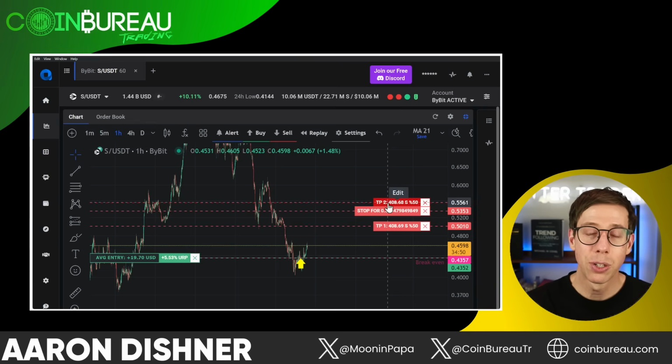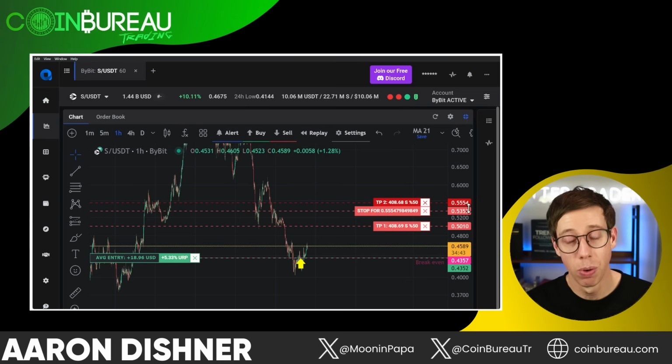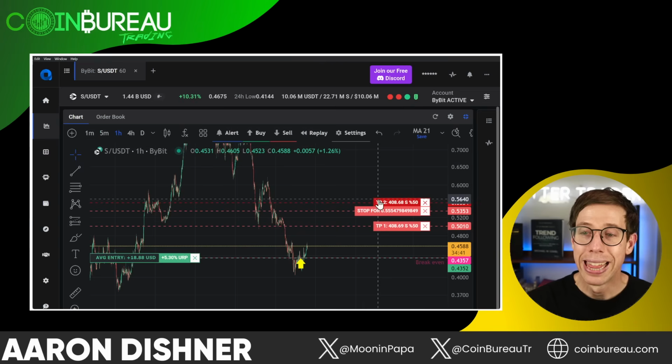This red one is actually a faux market order, meaning that when the price reaches 0.5554, or about 55 cents, then it's going to enable a trailing take profit order. And that's what this is. This is a trailing stop.